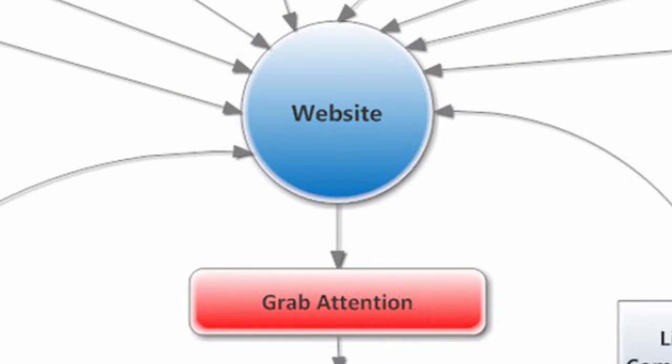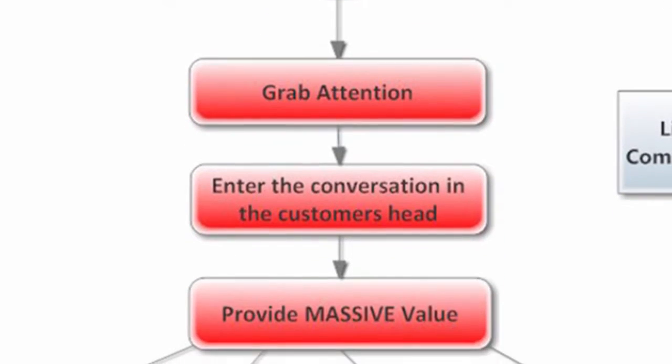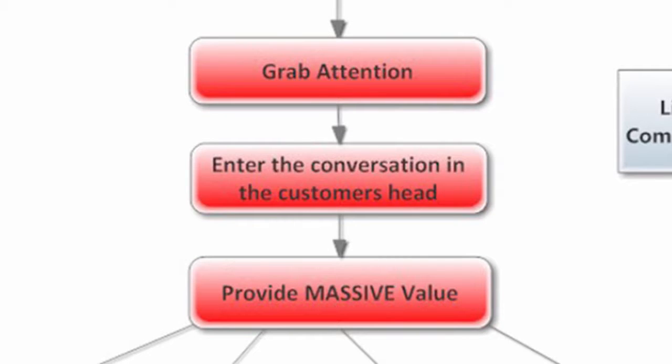So once we have them in the website, the first thing that we need to do is grab their attention. Absolutely critical. People have such short attention spans these days, you've just got to do that. You want to enter the conversation in the customer's head and then provide massive value to them. So what I mean by that is understand what it is that will influence them, understand their fears, their pleasures, what are their likely objections that they're going to have, and really target those things in the message that you put through in your website.